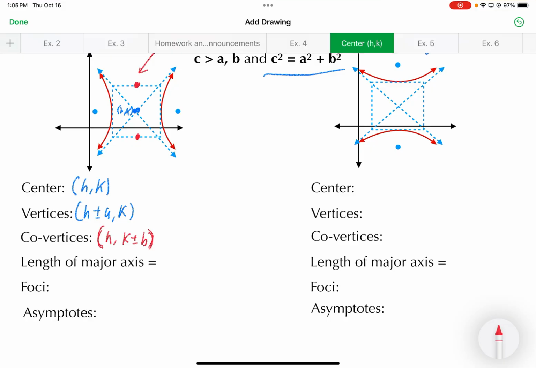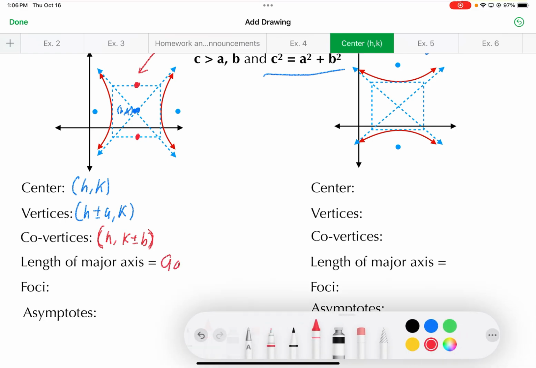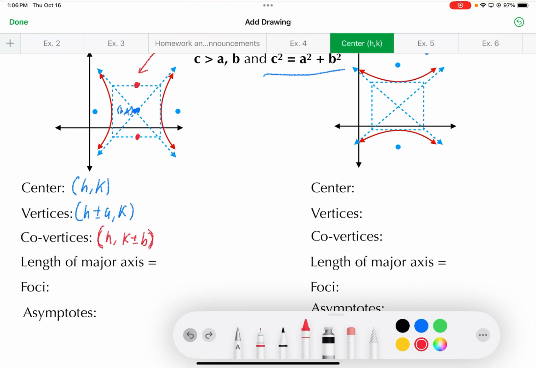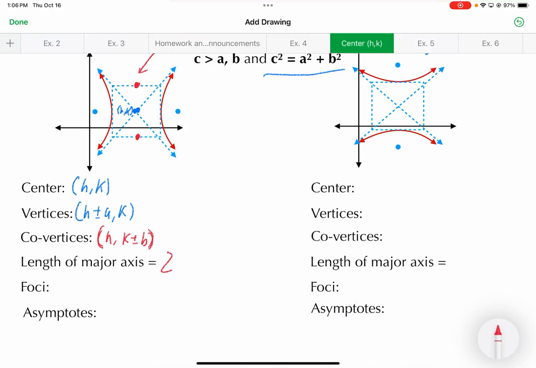What's the length of my major axis? Still 2a. Oops, that's AA, which is something different entirely. So 2a would be the length of my major axis.